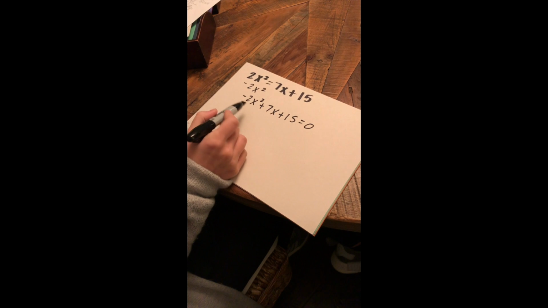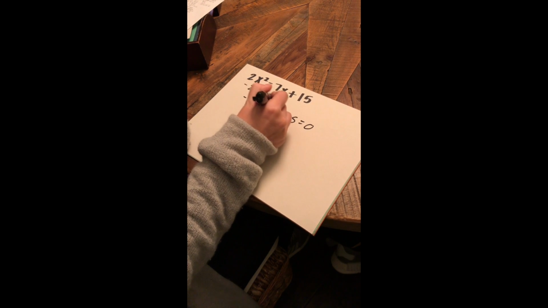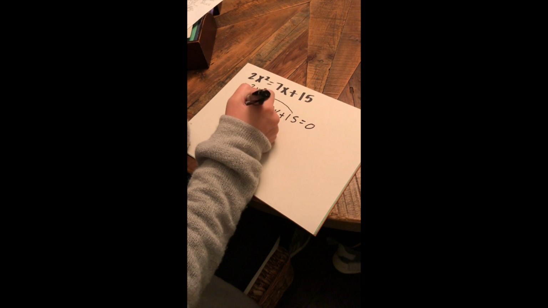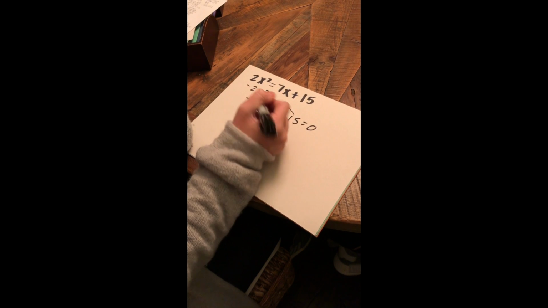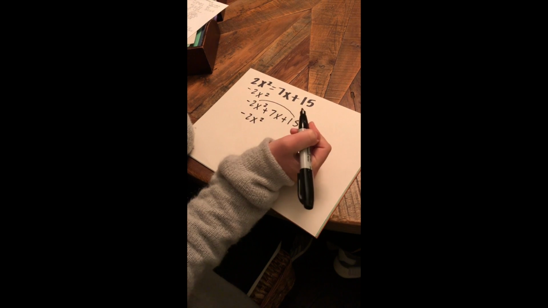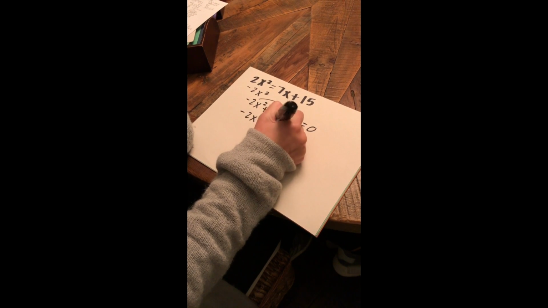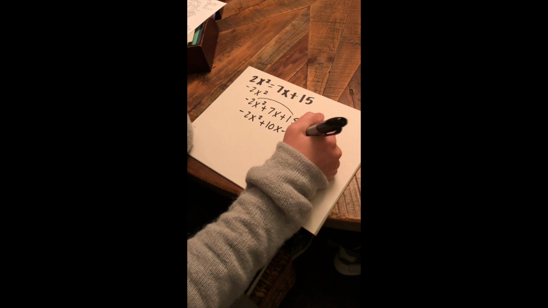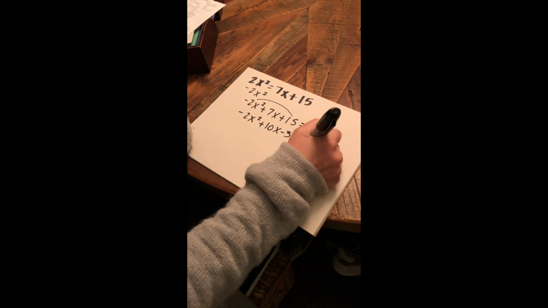And then you would find something that multiplies to equal negative 30 and adds to get positive 7. And it would be positive 10 and negative 3. So you would have negative 2x squared plus 10x minus 3x plus 15 equals 0.